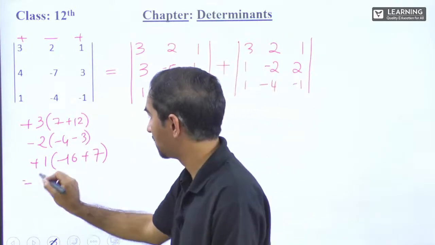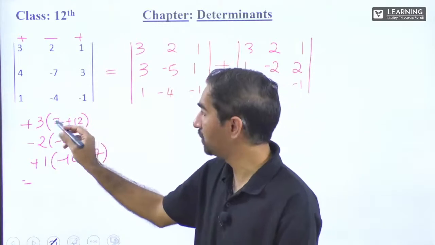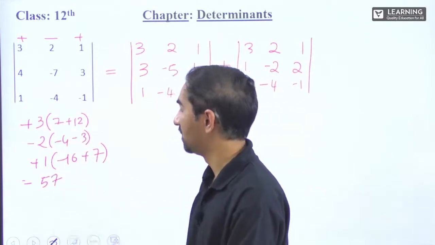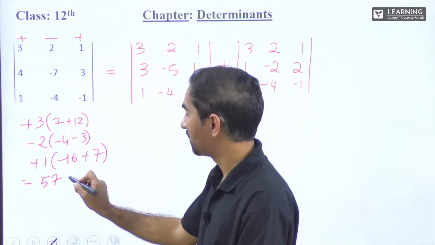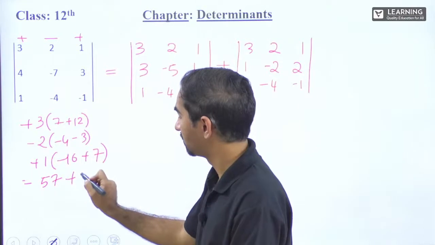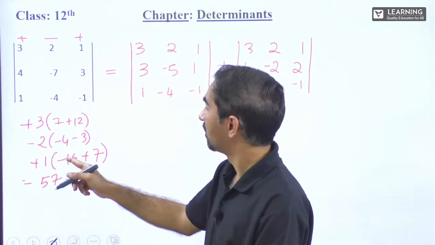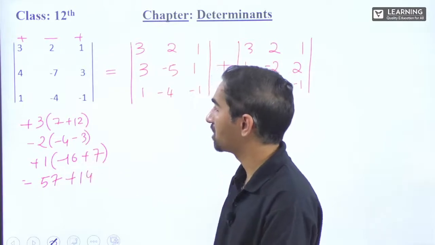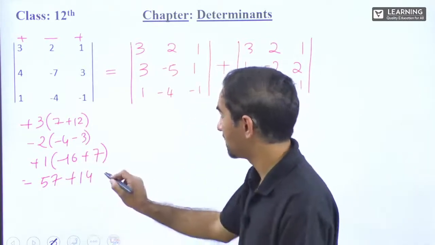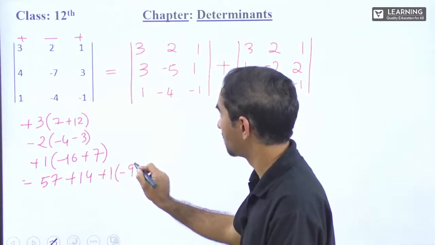So this again can be written as 12 plus 7 is 9, correct? 9 into 3 is 57. So write 57. Next, minus 2 of minus 7. Minus 7 into minus 2 is plus 14. So this will become plus 1 of minus 16 plus 7. So what is minus 16 plus 7? Minus 16 plus 7 is minus 9. So plus 1 of minus 9.